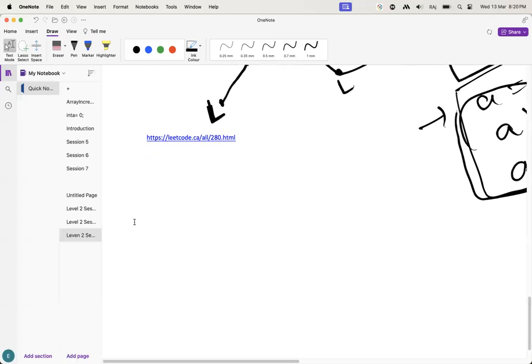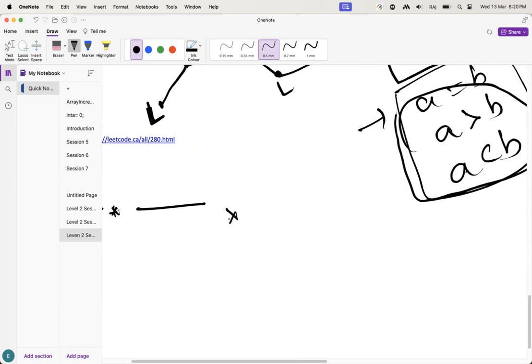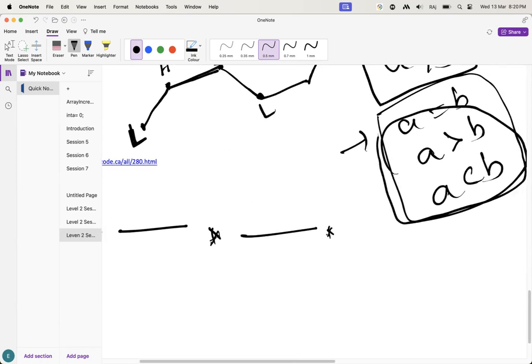Guys, these are very important things. Yesterday I gave some assignment problems, like moving zeros to the left. I hope you have all done that. Okay guys, let's implement binary search here.